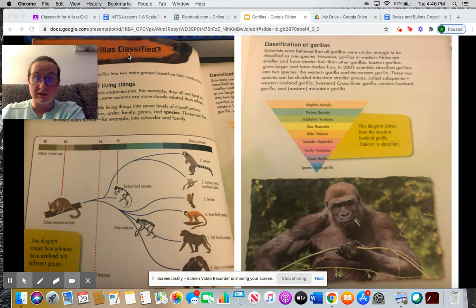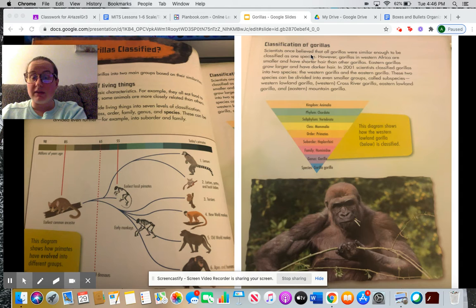So let's keep reading this chapter to see if our boxes and bullets organizer is all good, or if we can add anything else. All right, we have this thing up here, classification of gorillas. This is not the title or topic of the chapter, but this is the subtopic. Good.